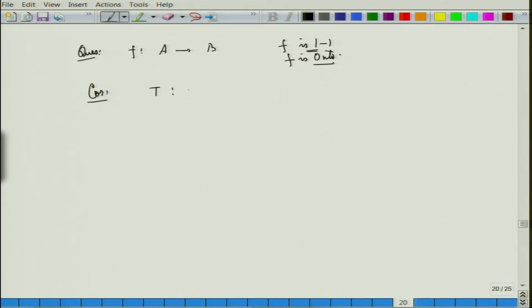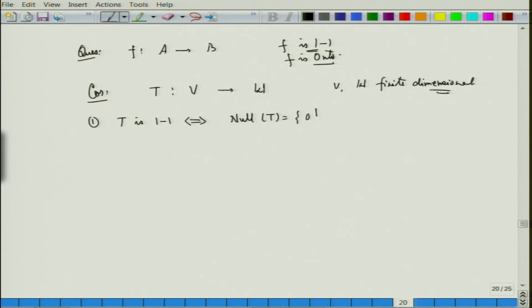So again I am assuming these things are finite dimensional. Is that okay? So T is from V to W, V and W finite dimensional. So T is 1, 1 if and only if the null space of T is the 0 vector. So let's look at the proof of this.